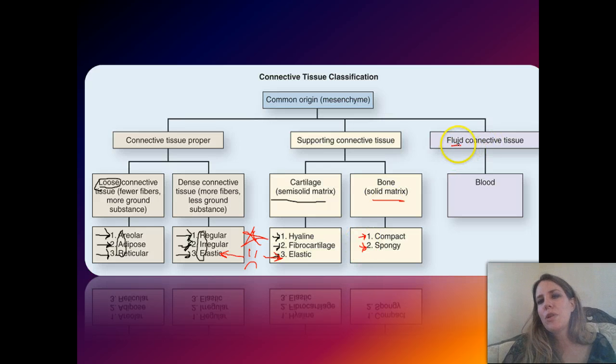And then here's our fluid connective tissue, and here's red for blood. I'll even draw you a little blood drop there. If I was a good artist, I'd draw you a Dracula, but I'm not, so I'll just draw you a blood drop. Okay, so I'll put this table up for you also so that you can download it, and I think it'll really help you for studying.